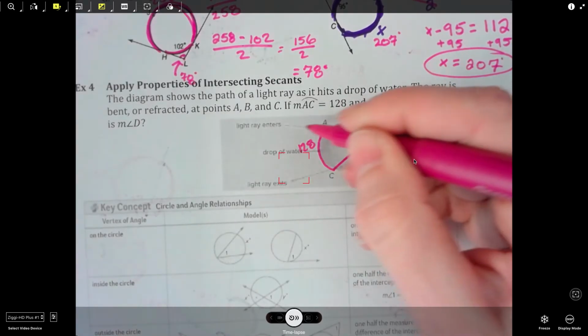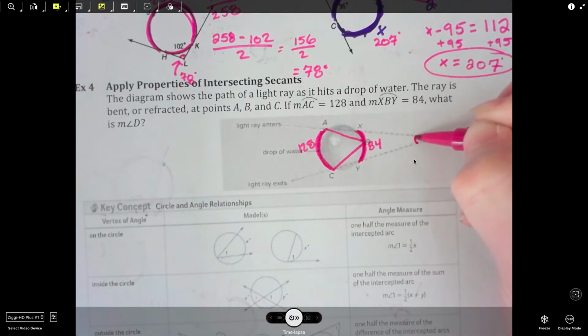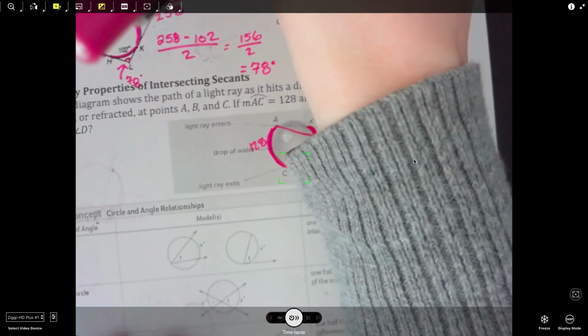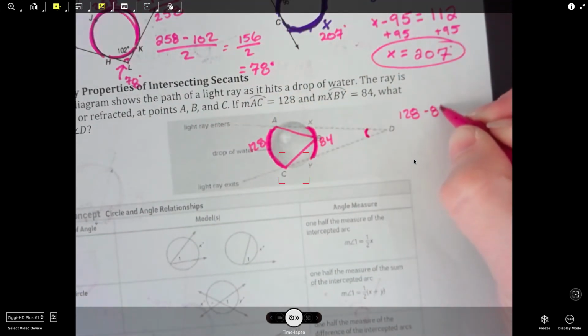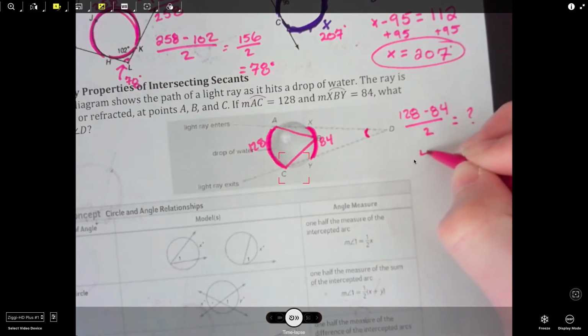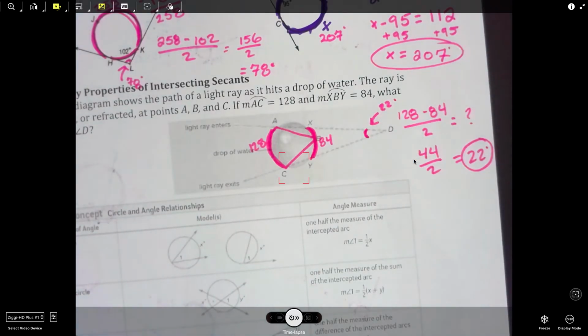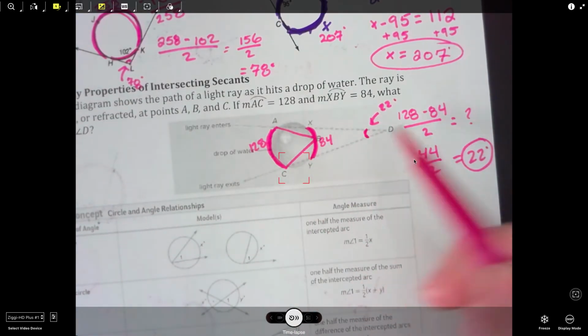Okay, so we have this circle, and those light rays are going through there. This is 128. That's the large arc minus the small arc, which gives you the angle. So 128 minus 84 divided by 2 equals angle D. Since D is outside of the circle, we subtract and divide by 2. So 128 minus 84 is 44, divided by 2 is 22. So this angle right here is 22 degrees. Outside of the circle, you subtract and divide by 2.